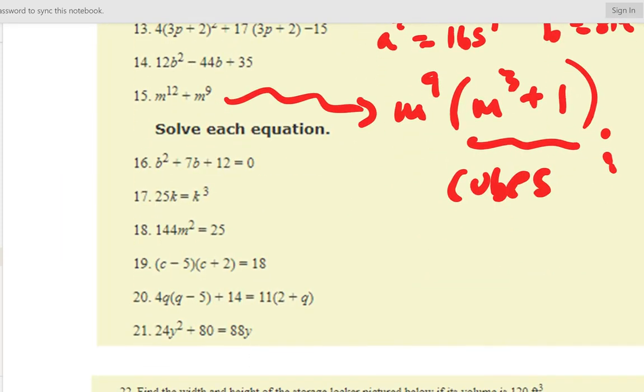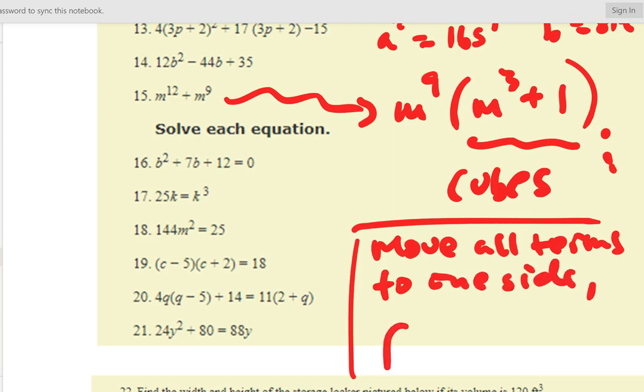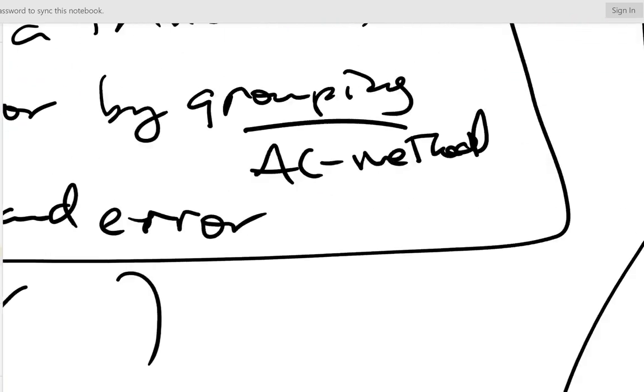So now when it says solve each equation, what you do is you move everything to one side and you factor. Okay, so move all terms to one side, and then factor it out. All right, so this isn't always easy. One of the pitfalls that students make is here, number 18 and number 19. Let's look at 19. It's c minus 5, c plus 2 equals 18.